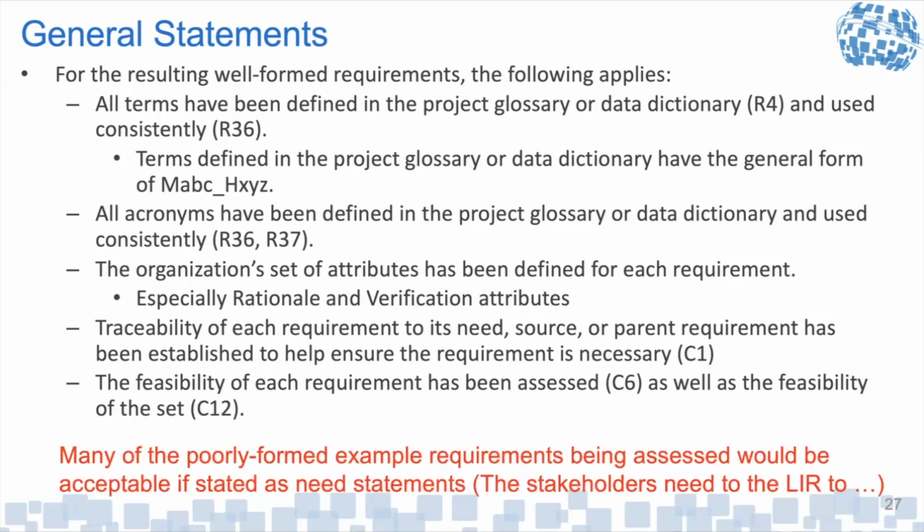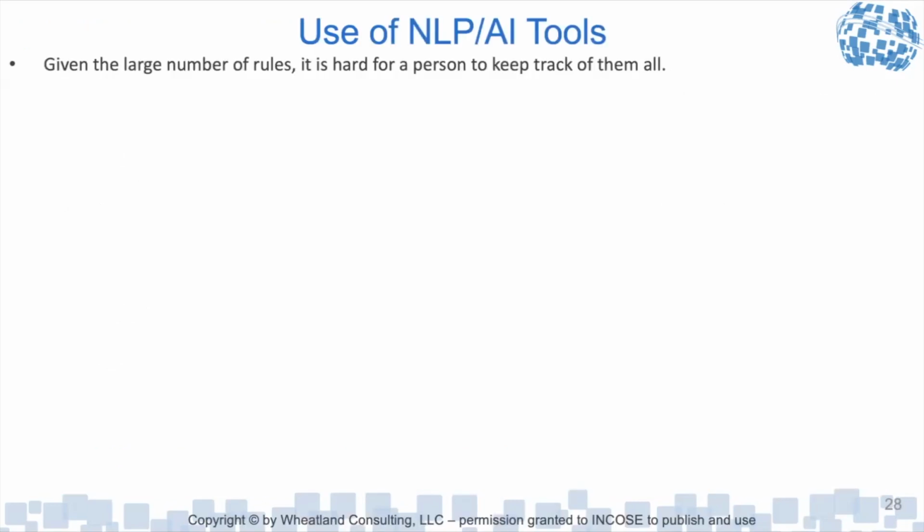Many of the poorly formed requirement examples being assessed would probably be acceptable if stated as need statements, like the stakeholders need the LIR to do something. But unfortunately, the writers of those poorly formed requirement statements have chosen to communicate those need statements as shell statements, which is bad practice. That's one of the reasons why in our products we stress defining a set of needs first and then transforming those needs into a well-formed set of design input requirements.